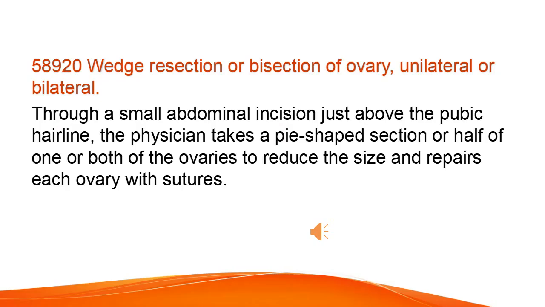Wedge resection or bisection of ovary, unilateral or bilateral. Through a small abdominal incision just above the pubic hairline, the physician takes a pie-shaped section or half of one or both of the ovaries to reduce the size and repairs each ovary with sutures.